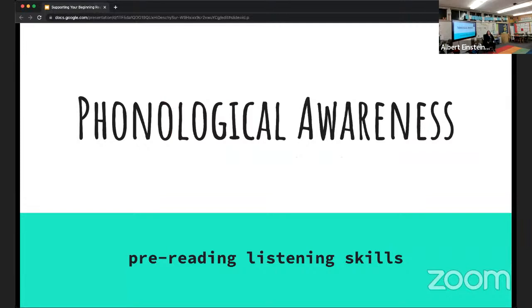So first, we're going to start with phonological awareness. These are also kind of pre-reading listening skills. So again, we're talking about sounds. How are kids hearing the sounds? How can they think about the sounds that they hear?